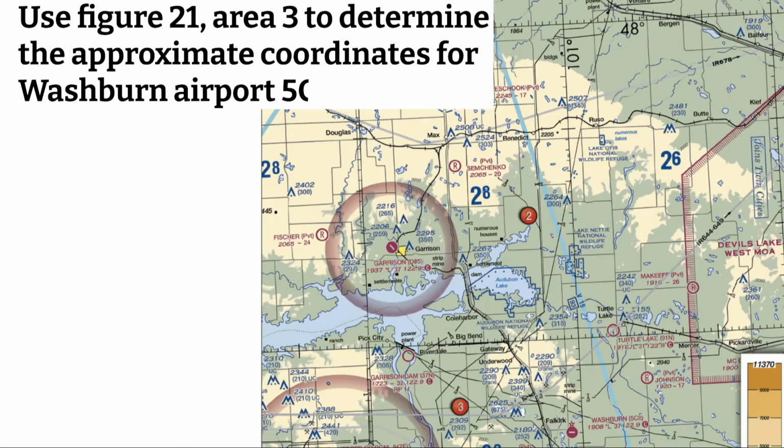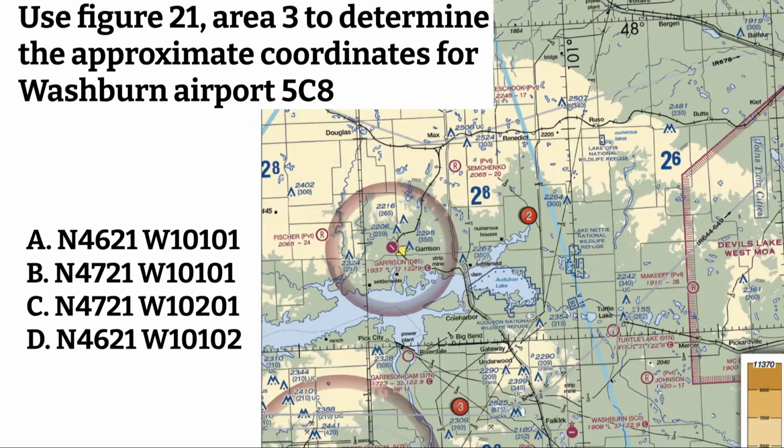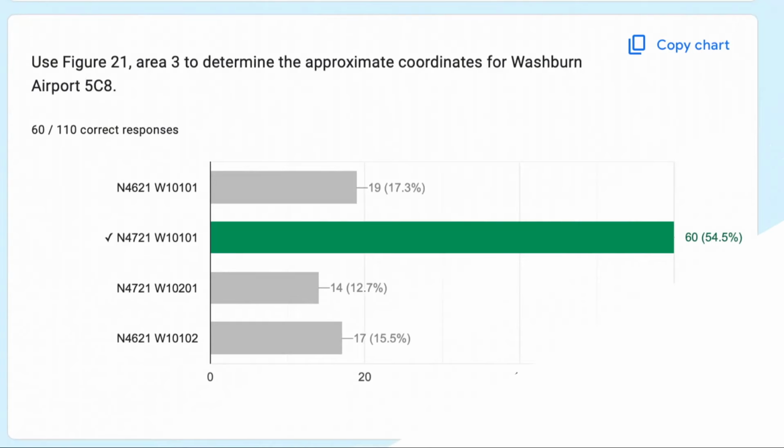All right, question number 9. Use figure 21, area 3 to determine the approximate coordinates for Washburn Airport, 5C8. All right, if you want to try to solve this, be sure to pause the video, but for everyone else, I'm going to dive right into the answers.